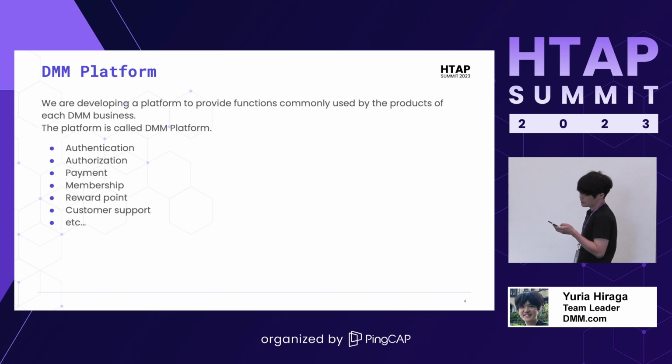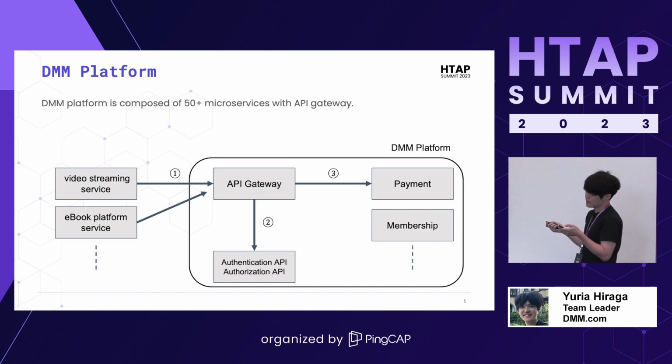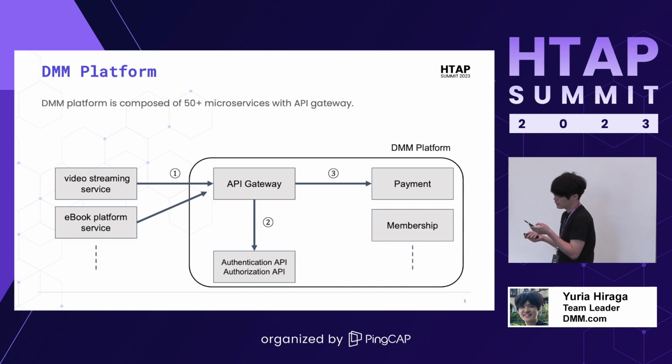We are developing a platform to provide functions commonly used by the products of each DMM business. The platform is called the DMM Platform. These functions are mainly authentication, authorization, payment, membership, reward points, and customer support. The DMM Platform is composed of 50 plus microservices with an API gateway.